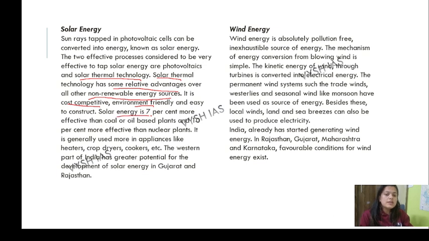Solar energy is 7% more effective than coal and oil based plants and 10% more effective than nuclear plants. It is generally used in appliances like heaters, crop dryers and cookers. The western part of India has great potential for the development of solar energy, in Gujarat and Rajasthan. We have the potential and we have grabbed that potential too. Not completely, the technology is being worked on, but it is very good potential.